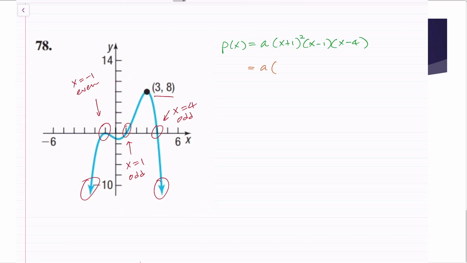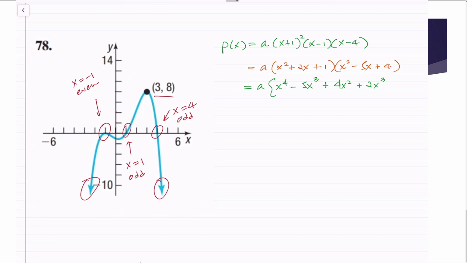When you square out the quantity (x + 1) squared, you get x² + 2x + 1. And when you multiply (x - 1) times (x - 4), you get x² - 5x + 4. And now I need to continue expanding. I'm not going to bring a into the mix until I need to. x² times x² would be x⁴. x² times -5x would be -5x³. x² times 4 would be 4x². And then 2x times x² would be 2x³.